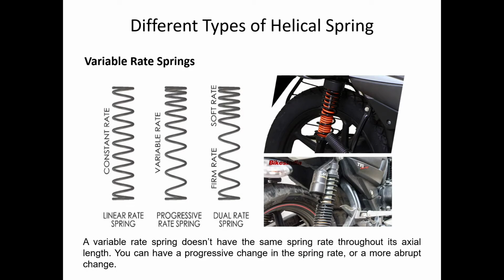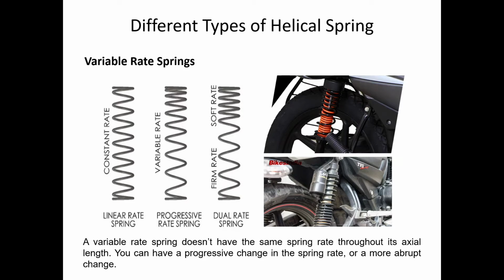Next is variable rate spring. A variable rate spring doesn't have the same spring rate throughout its axial length. You can have a progressive change in spring rate or a more abrupt change. Let's have a look at these two examples. If you take the first figure, and take the outer spring, you can see the distance between any two consecutive coils keeps increasing in a progressive manner. So this is basically a progressive rate spring.